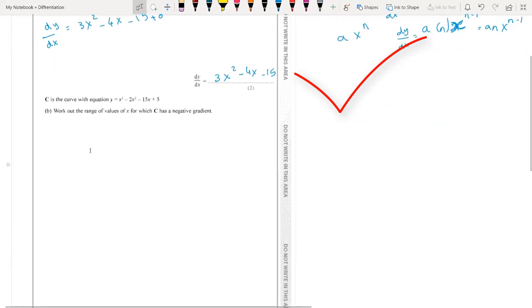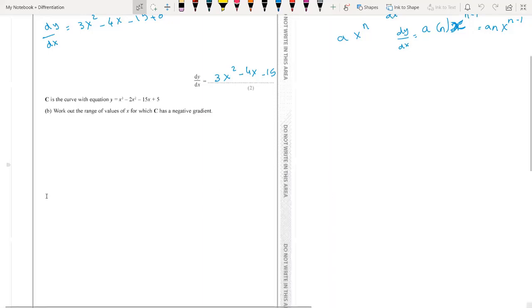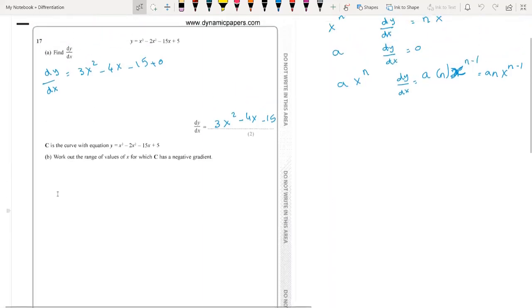The second part says that this curve has an equation which is the same as in part A. So work out the range of values of x where the curve C has a negative gradient. It means that he wants to know the range of the values of x where the curve has a negative gradient. We have to remember how to draw a cubic function.